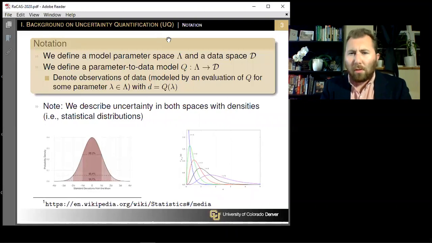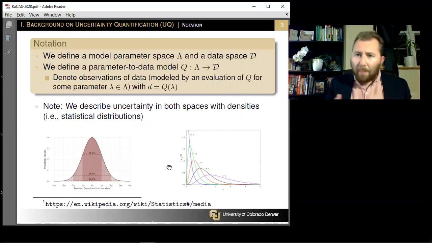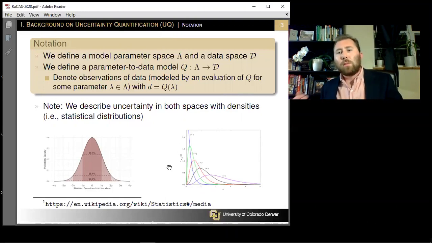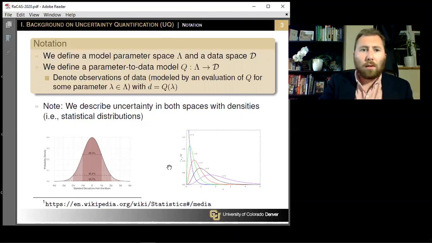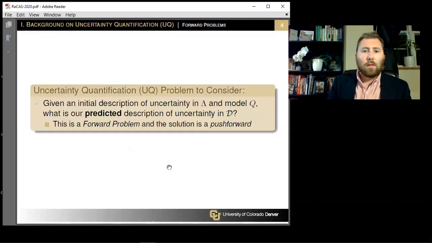And just a note that we describe uncertainty in UQ with densities, or in other words, statistical distributions. You might be familiar with normal distributions, or these are actually 5 different order statistics. So we might have different distributions assumed on parameters. We'll map those through Q and obtain different distributions in our data space. And that's exactly the UQ problem I'd like us to consider here.